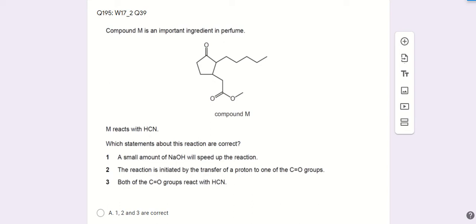Chapter 18, question 195. This is the molecule of compound M. Compound M has two functional groups. This one is a ketone, a carbonyl group, and we have C double bond O here, an ester.